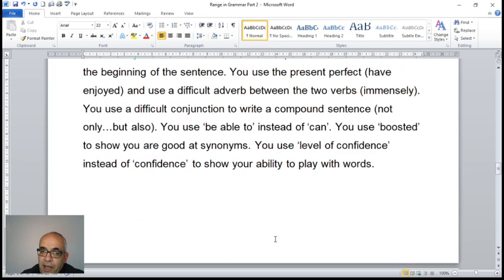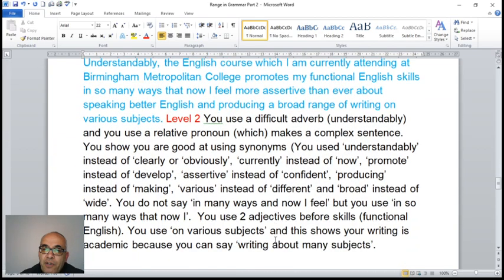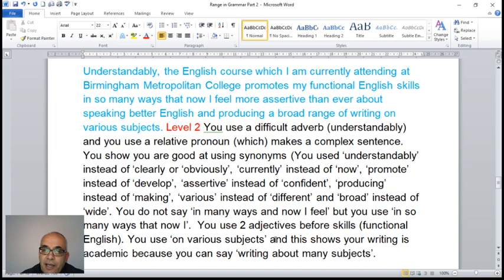Very good. Now if you go to this one, level 2 sentence, again as I said, it can be level 1, level 2 sentence because there's a little gap.